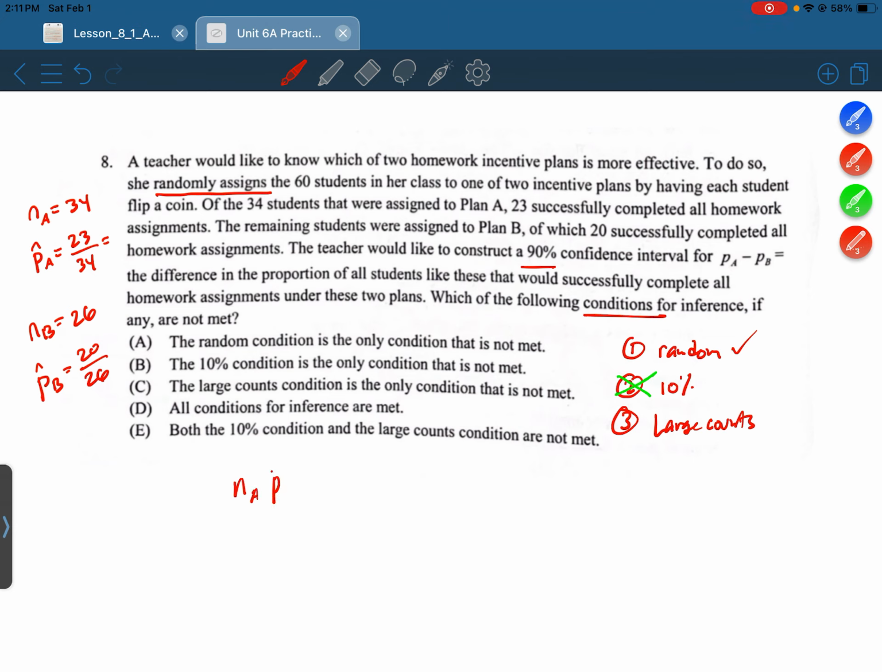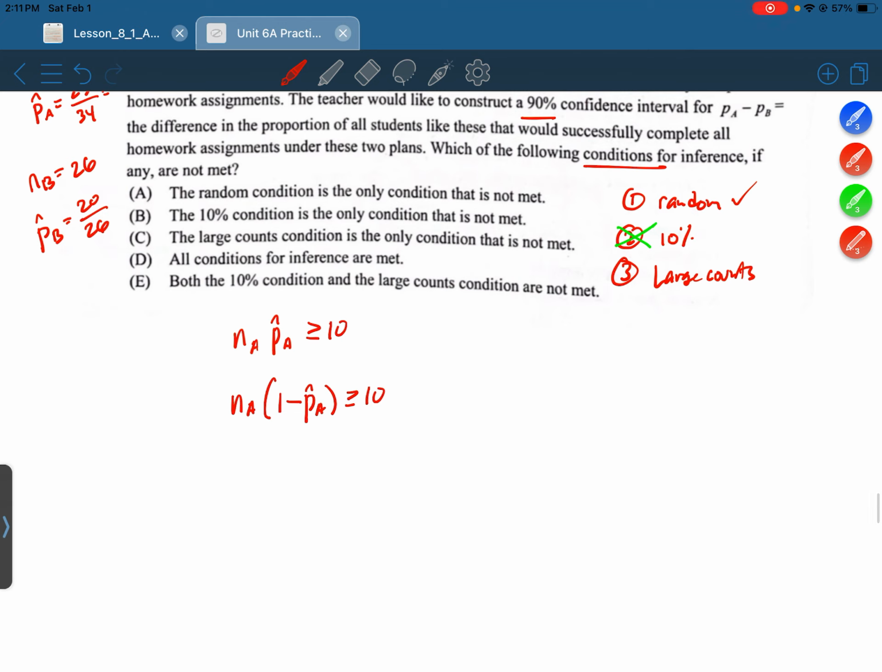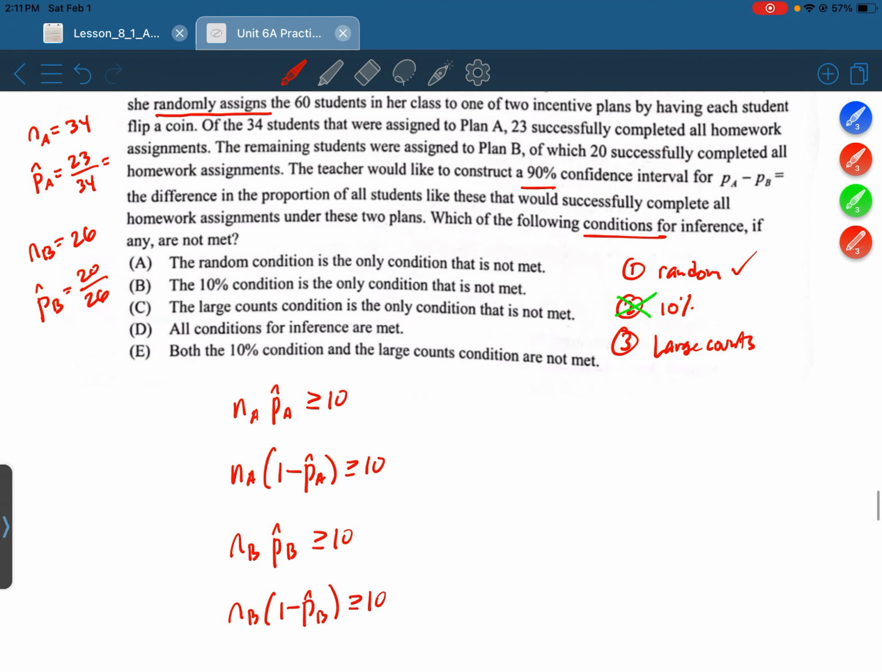nA times p-hat A is greater than or equal to 10. nA times 1 minus p-hat A is also greater than or equal to 10. nB times p-hat B and nB times 1 minus p-hat B. All four of those quantities need to be 10 or more. Okay, so let's check the first one.